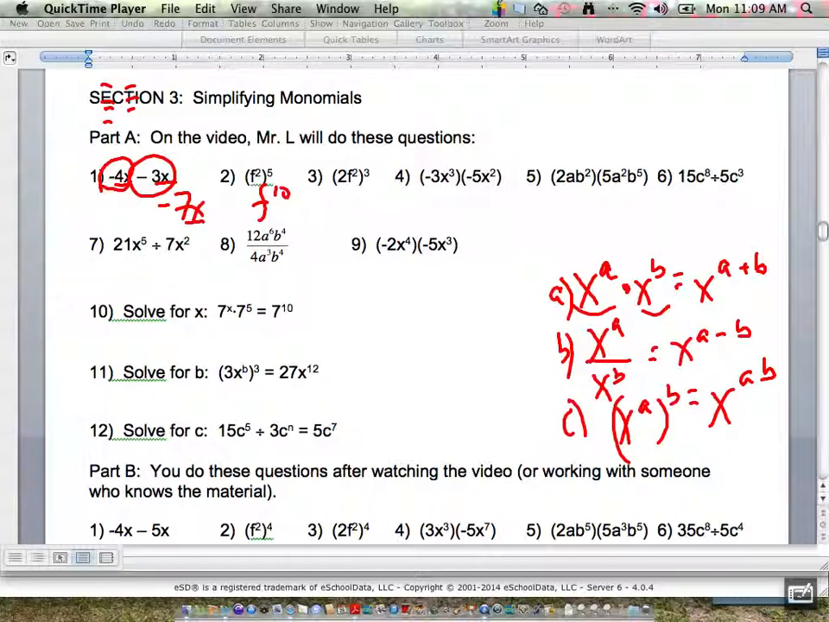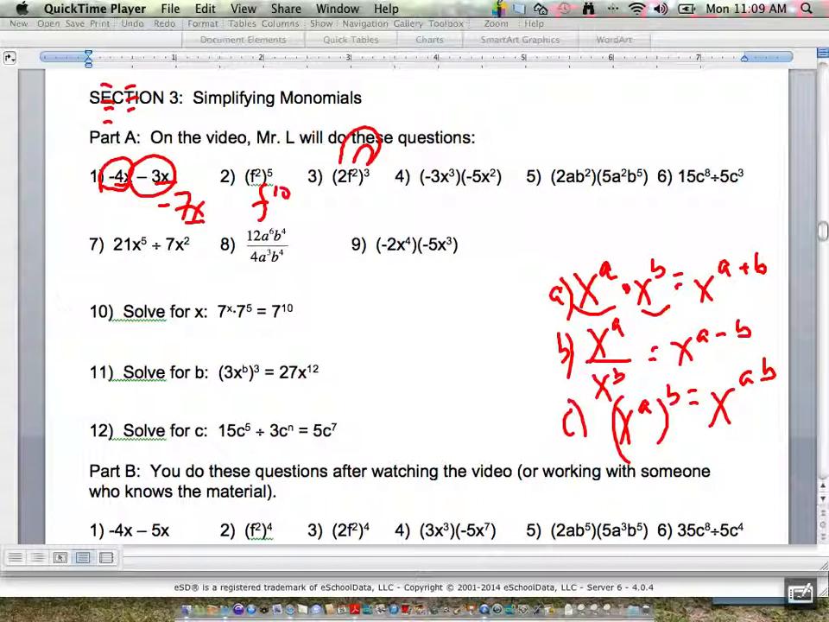Okay. Now, if you notice, number 2 and number 3 are very similar, but there is something a little different. Cassandra, what's different about number 3 compared to number 2? What's different about number 3 here compared to number 2 here? Yeah, that's right. Right, there's a number inside the parentheses too. So not only do I have to raise the f squared to the 3rd power, but I also have to raise the 2 to the 3rd power.